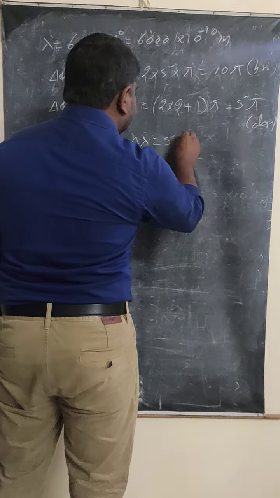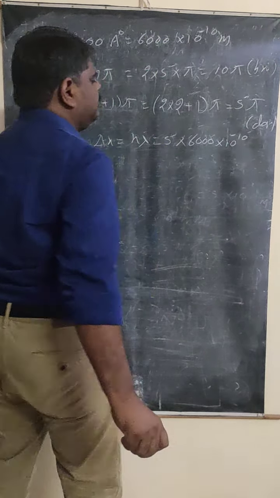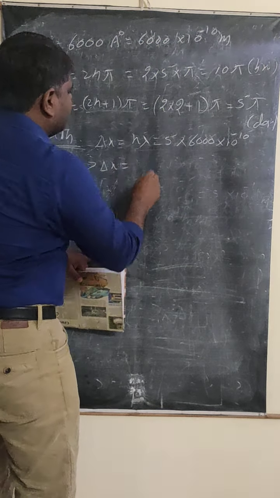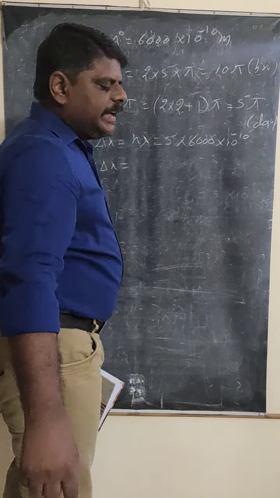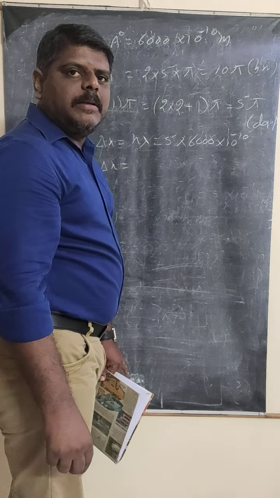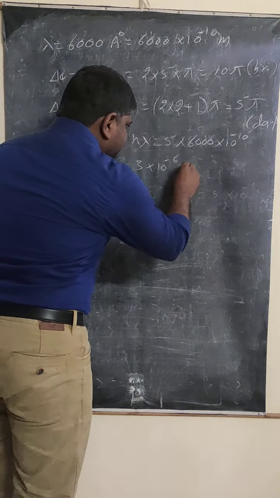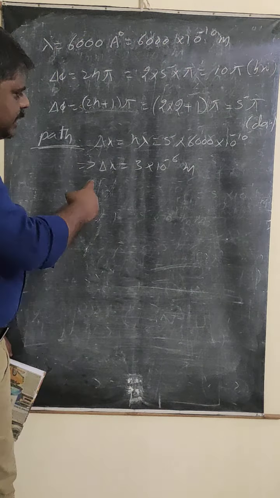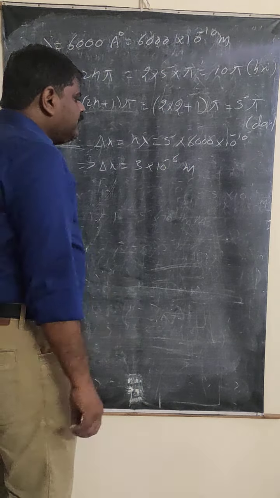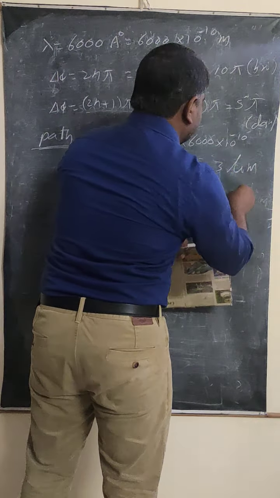So it will be 5 into 6000 into 10 to the power of minus 10. Now delta x is equal to 5 6s are 30. How many zeros are there? 4 zeros. 10 power minus 10 with 4 zeros becomes 10 power minus 6. So it will become 3 into 10 to the power of minus 6 meters. This is the path difference produced for the bright band condition. 10 power minus 6 can be written as micro, so it can be written as 3 micrometers also.